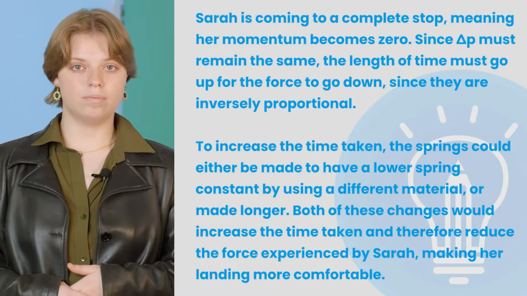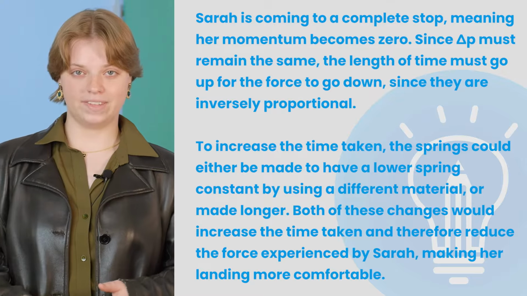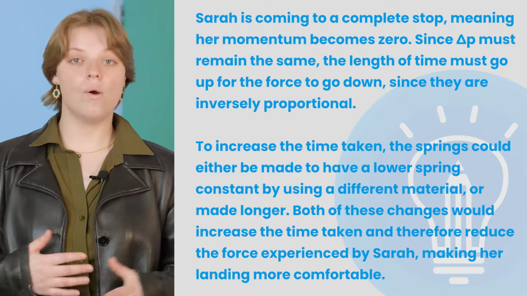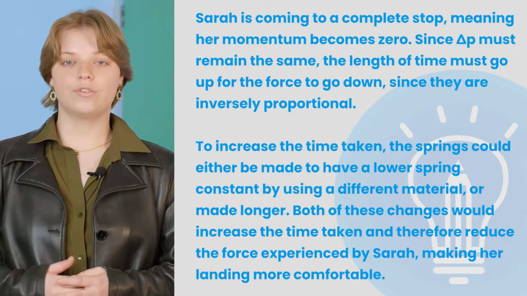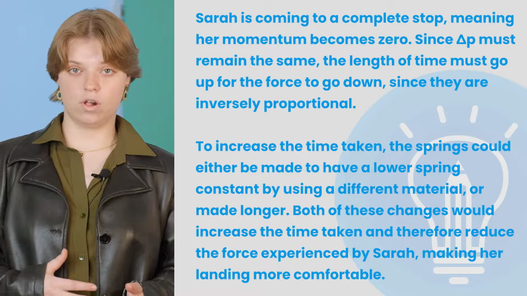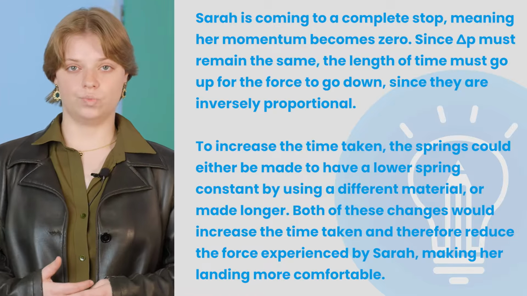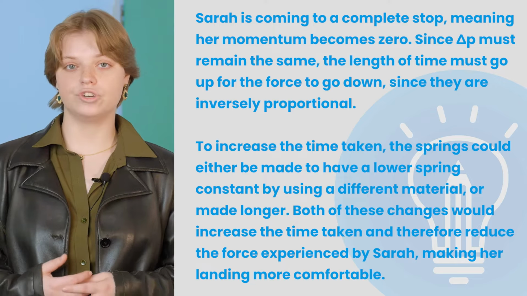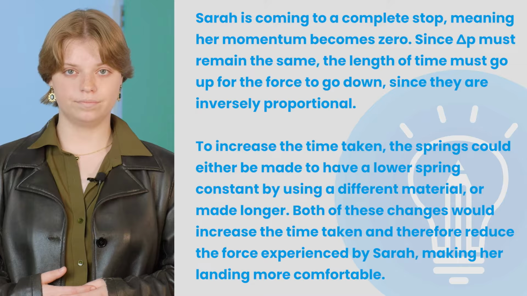If we add this to our earlier answers, we get: Sarah is coming to a complete stop, meaning her momentum becomes 0. Since delta P must remain the same, the length of time must go up for the force to go down, since they are inversely proportional. To increase the time taken, the springs could either be made to have a lower spring constant by using a different material or made longer. Both of these changes would increase the time taken and therefore reduce the force experienced by Sarah, making her landing more comfortable. And that's it.